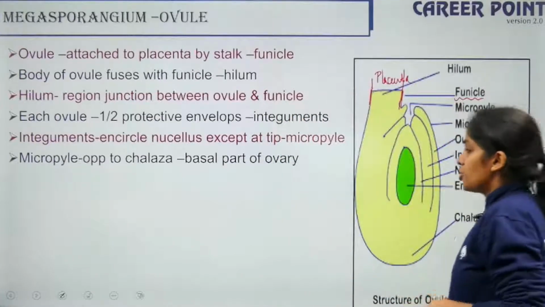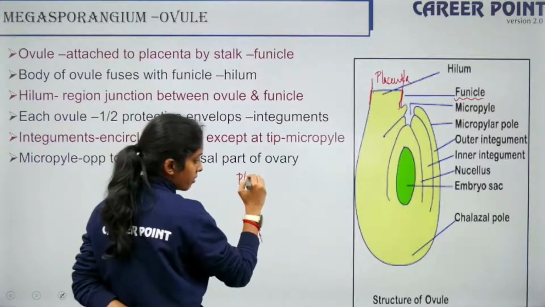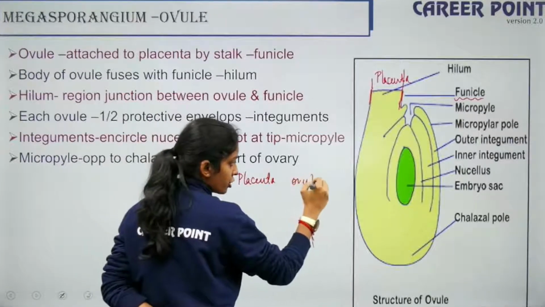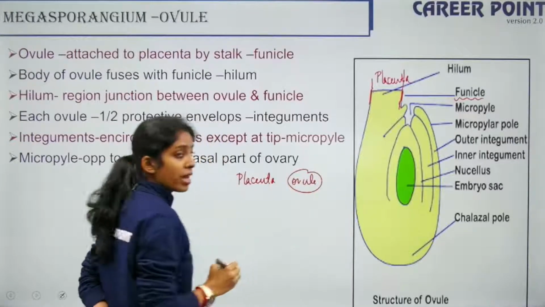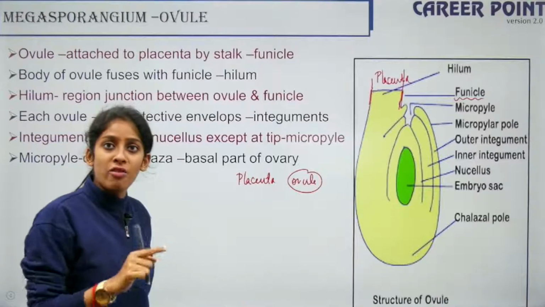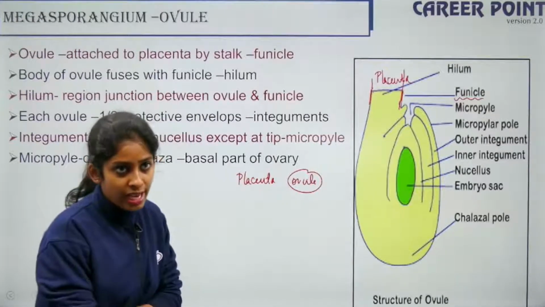Fine. So to make you understand, you have the placenta. To the placenta, the ovule is attached. The ovule is your megasporangium, right? Inside the ovule, you have your megasporangia. We'll come to that. That will be your embryo sac. Okay.